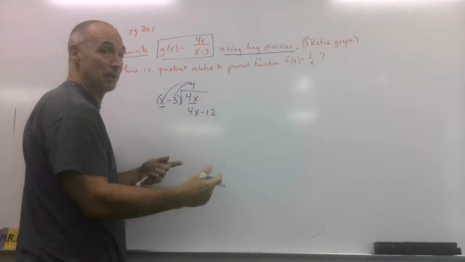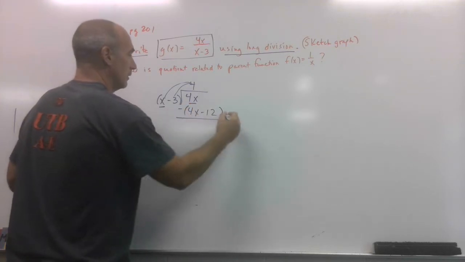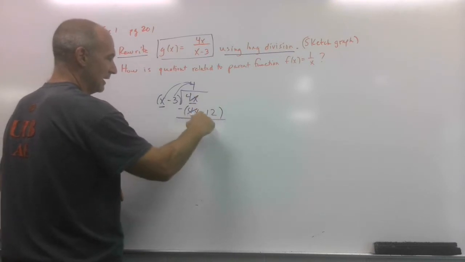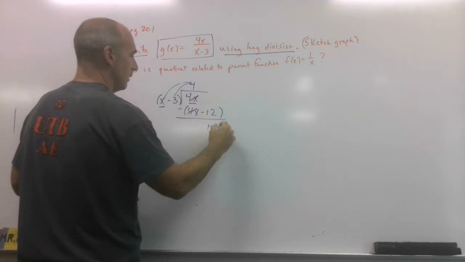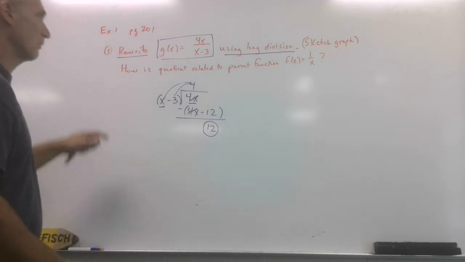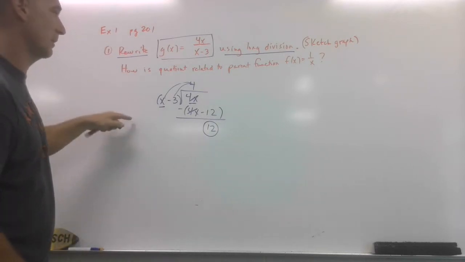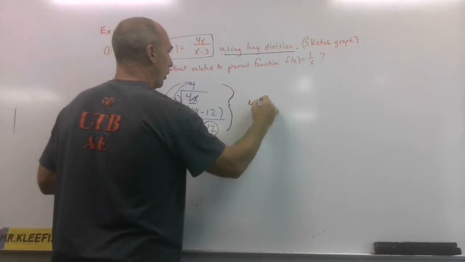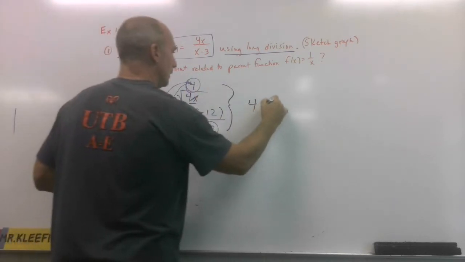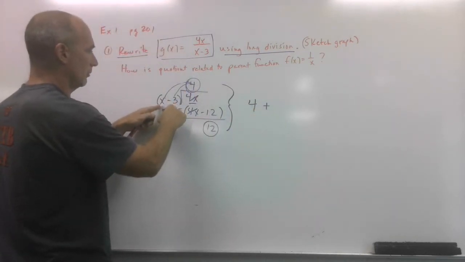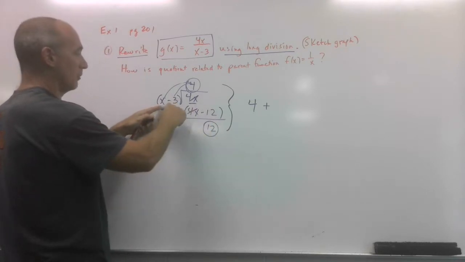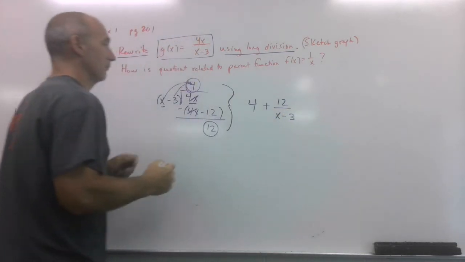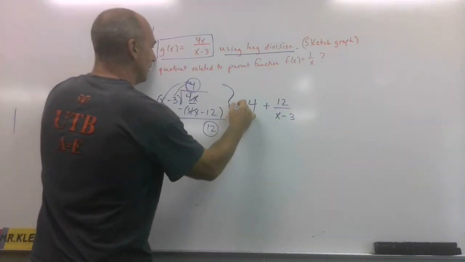Hopefully you're a creature of habit by now. You know to subtract. You go 4x minus 4x, gone. But what's nothing minus a negative 12? Well, that'd be 12. Remember, this is your remainder. So if I'm going to try to rewrite this thing, my answer would be 4. That's my answer. And my divisor, 12, my remainder over my divisor. And that's how we would rewrite it. So that's really equal to g of x. I could sneak a little g of x in there.